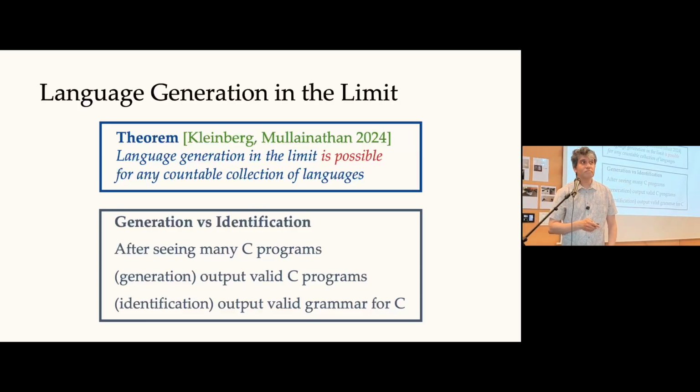Do the impossibility results for identification change if no language is a sub-language of another?